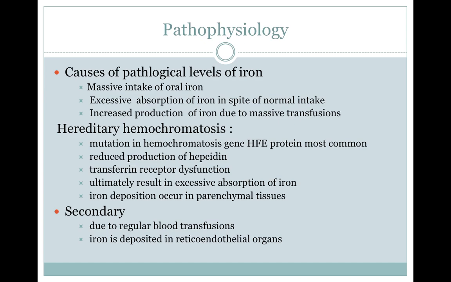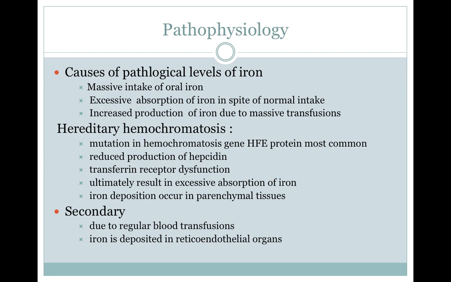Hereditary hemochromatosis is the result of the mutations in the genes controlling the protein molecules. That is, the hemochromatosis gene associated with the HFE protein abnormality. There is a gene mutation associated with the production of hepcidin. There is a transferrin receptor gene dysfunction. And all these mutations result in the excessive absorption of iron.